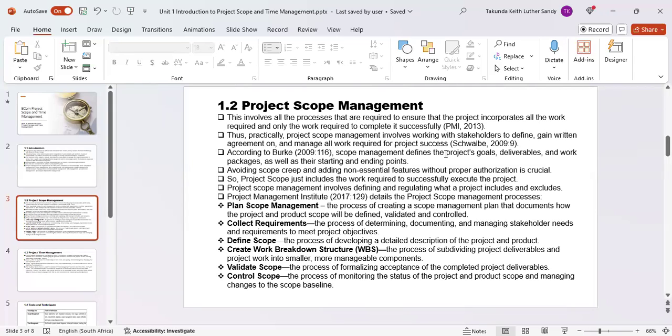The scope creep is the one that I was explaining there, when I said visualize a circle. And outside the circle, if people start increasing that circle, it means you're going to be taking things that are out of scope as your scope. So you are now adding more work on the work that you had originally or initially. Project scope management involves defining and regulating what a project includes and what a project excludes. Project Management Institute details the project scope management processes. So those are the scope management processes that I have just talked about earlier.